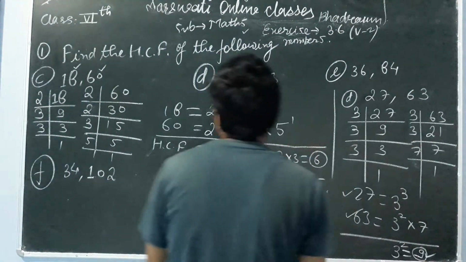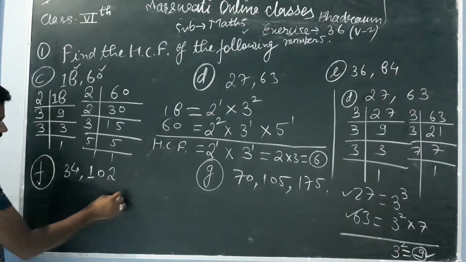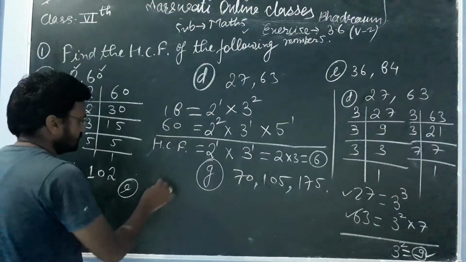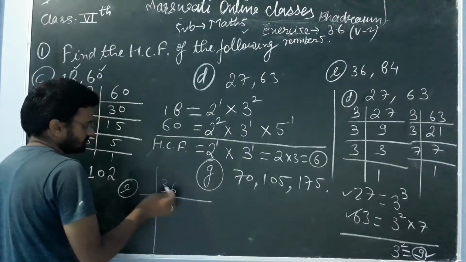Okay, so we will go for our part E, and part E is 36. We will take factors of 36.